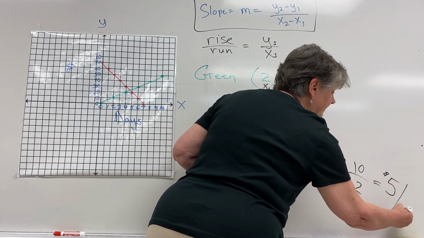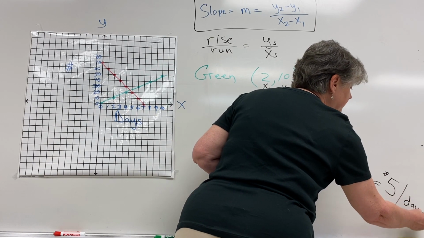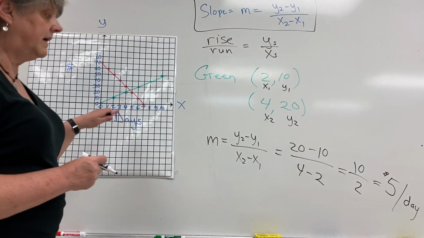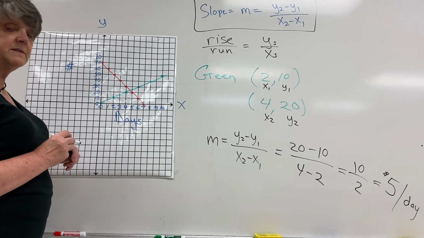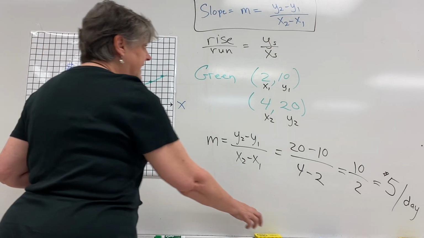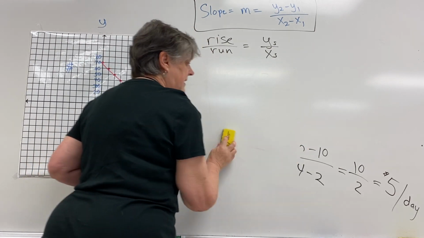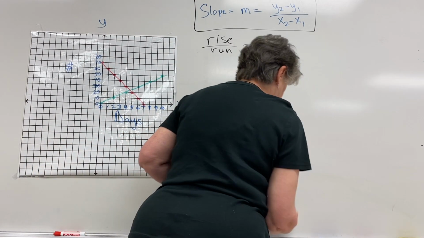So I am gaining $5 a day. So whatever I'm doing, I am increasing my worth by $5 a day, and that's my slope. Okay, we can do the same thing on the red. And let's see what that's going to look like with red.